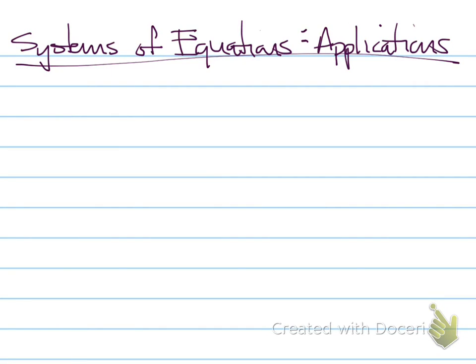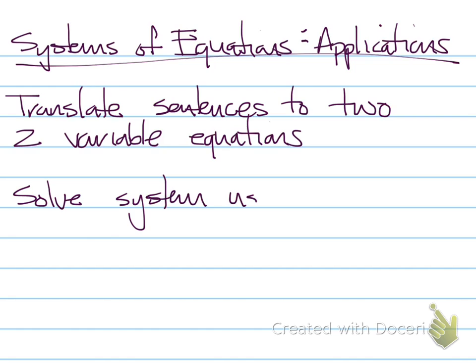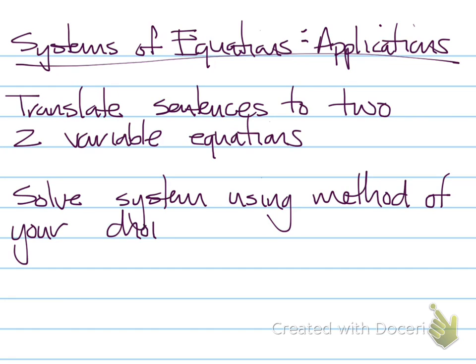This lesson is on solving the applications of systems of equations. So we're going to be solving word problems using systems of equations. First thing we want to do is translate the sentences into two variable equations. Then we're going to solve the system using the method of our choice.